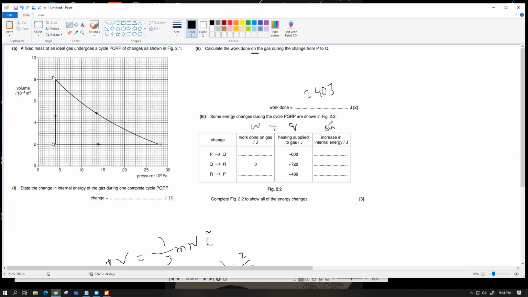এটা পাইছি P into delta V করে, constant pressure into change in volume করে। From P to Q দেখো, P to Q তে আমাদের pressure constant, that would be the pressure value over here. I think it's 4 into 10 to the 5 Pascal. That pressure into the change in volume. Initial volume was high, final volume was low, so you just do the subtraction.